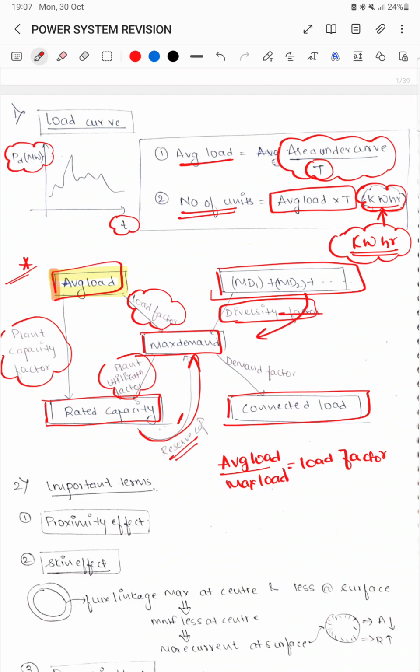Okay, so average load upon maximum load is load factor, MD1 plus MD2 plus MD3 and so on upon maximum load is nothing but diversity factor. Maximum demand upon connected load is nothing but demand factor. Maximum demand upon rated capacity is plant utilization factor. Average load upon rated capacity is nothing but plant capacity factor, and the last one is rated capacity minus maximum demand, that is reserve capacity.